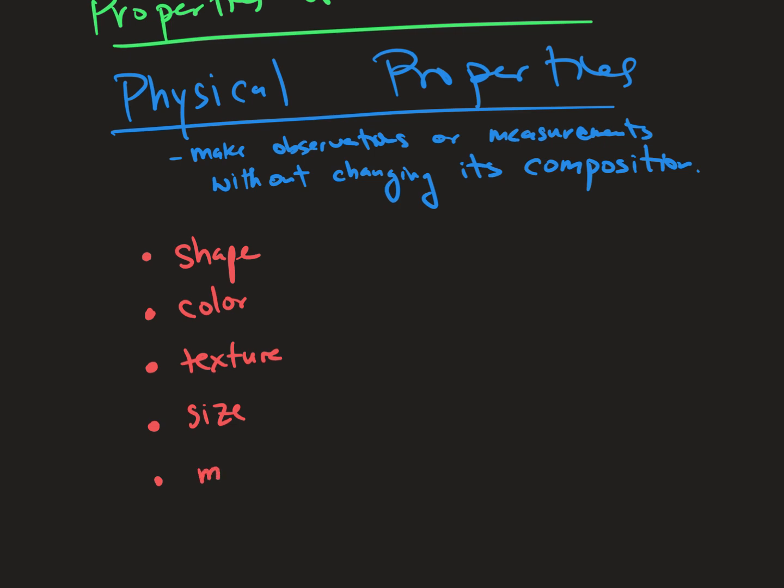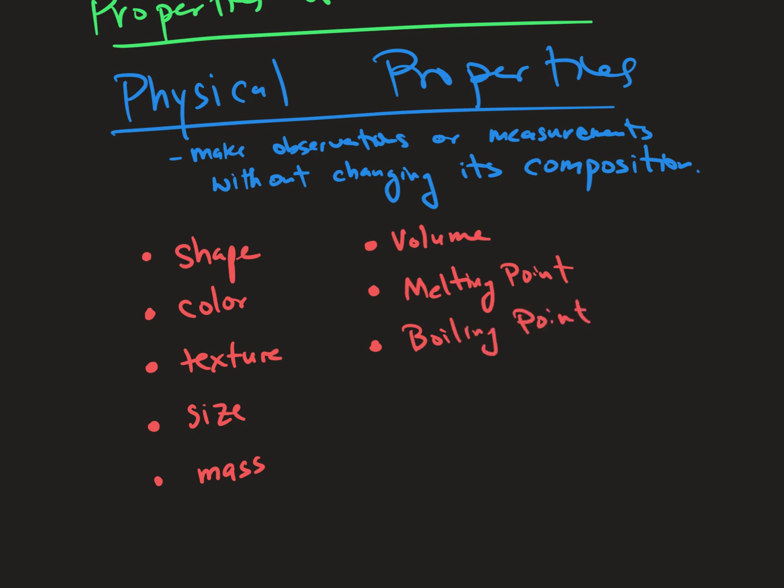What about the mass? We can't see it, but we can measure that, right? Mass, volume. Anything else? Melting point, boiling point, density. Good? Wouldn't the melting and the boiling point change the chemical composition?